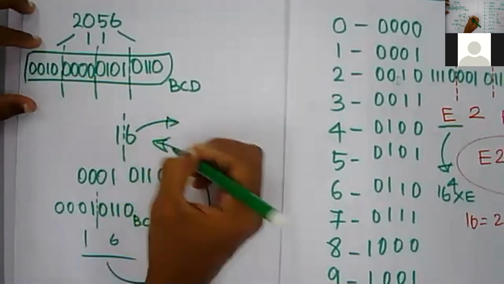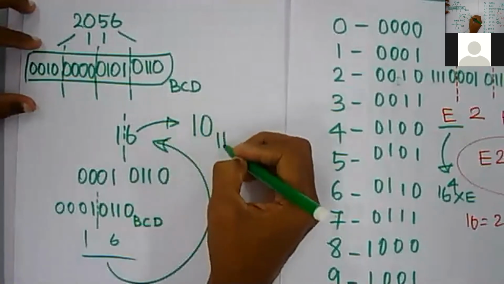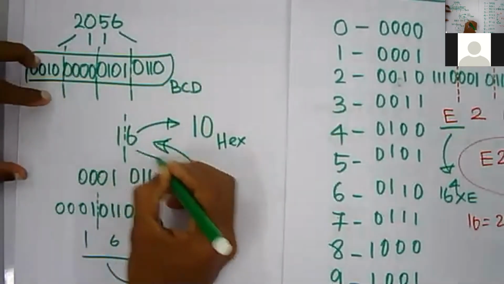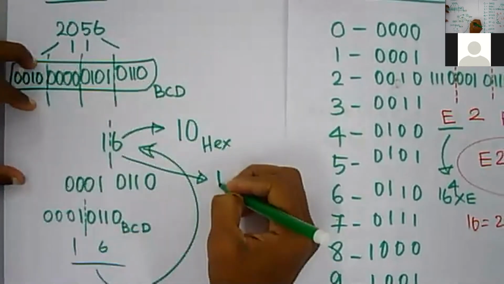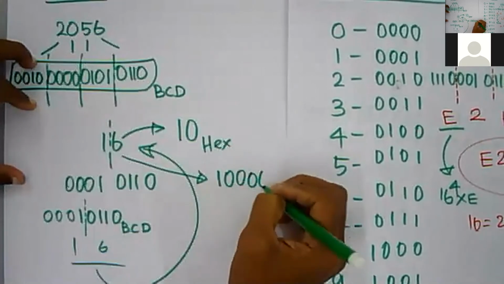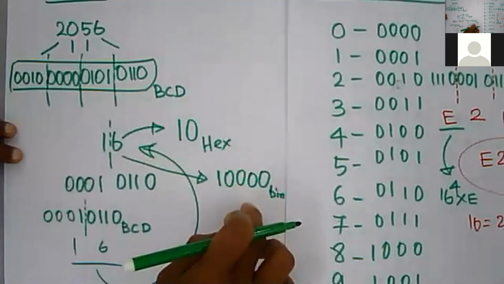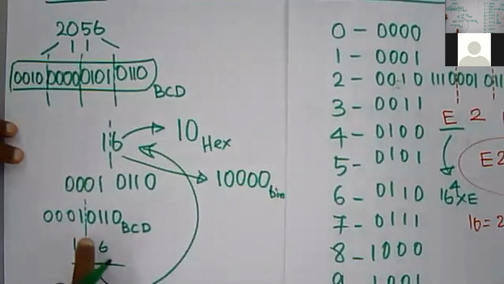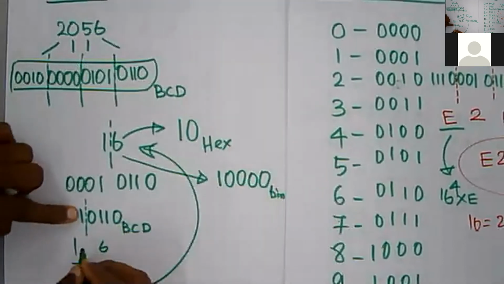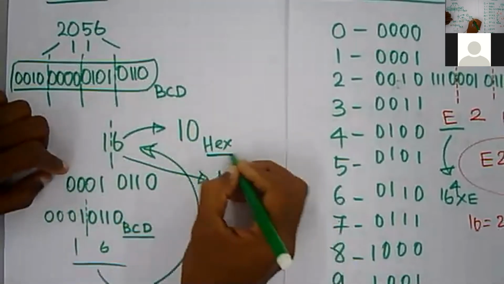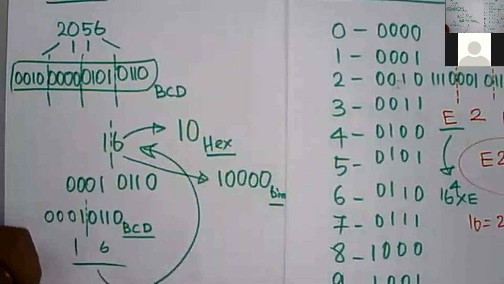If I want to make 16 into hexadecimal, that is just 10 hex. If I want to make 16 into binary, that becomes 2 to the power 4, so 1, 0, 0, 0, 0. 2 to the power 4 means I need to put 4 zeros. So this is the binary equivalent of 16. But when you write it as a BCD number, that becomes 10110. This one and this one are not equal. Remember, these things make sense when you are writing a number system or code.